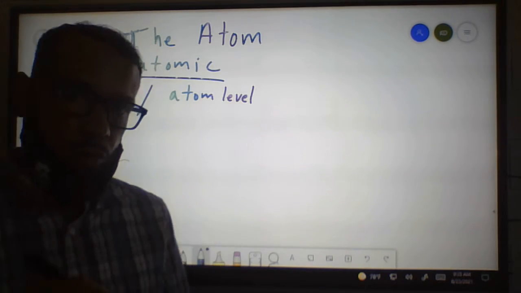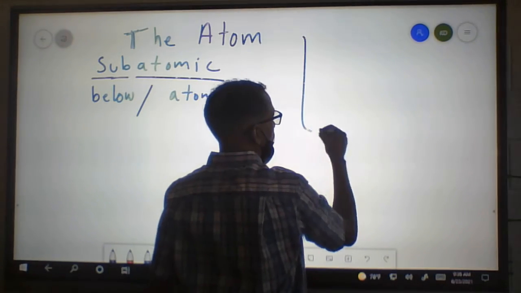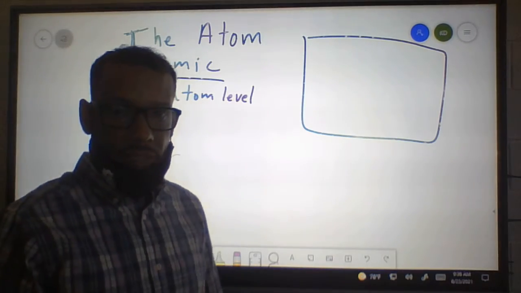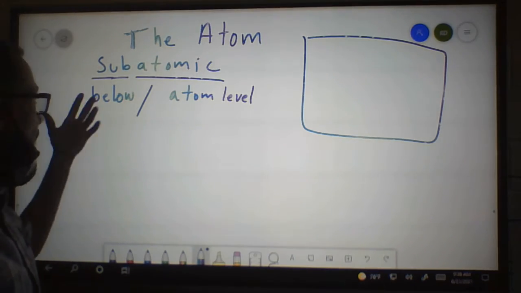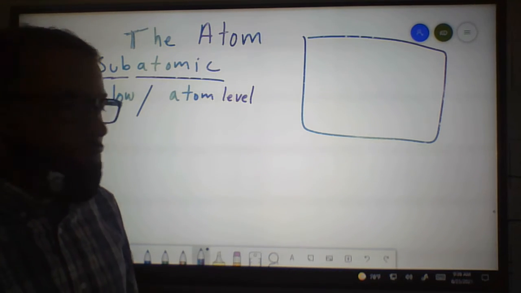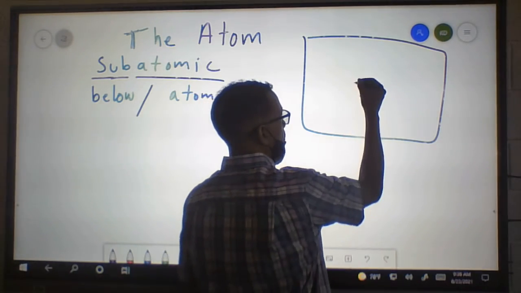All right, so for the atom, think of this as some atom. We put it inside of a box, and then below the atom level, subatomic, we have other particles that we'll find as well. The first thing I like to think about is the nucleus.